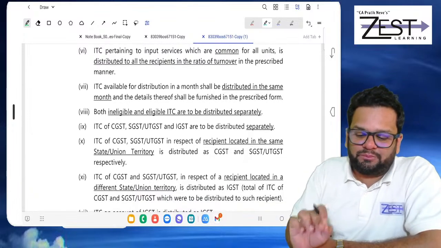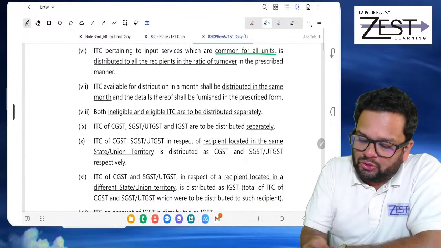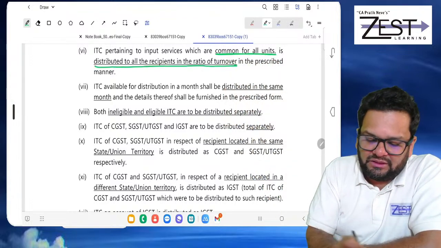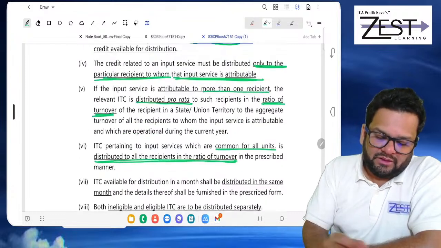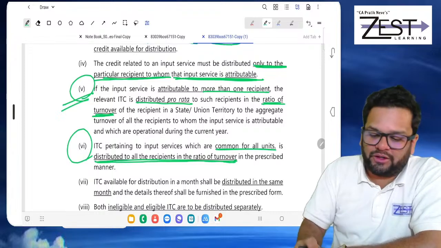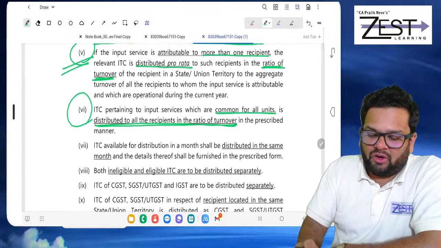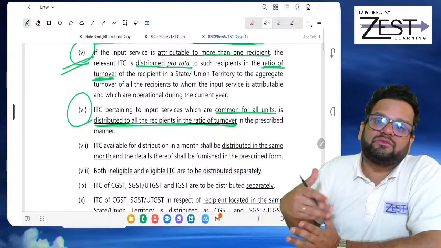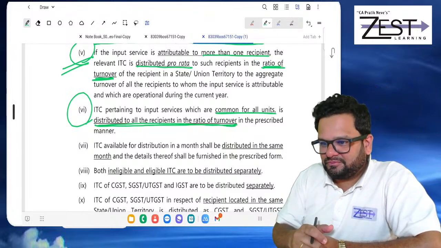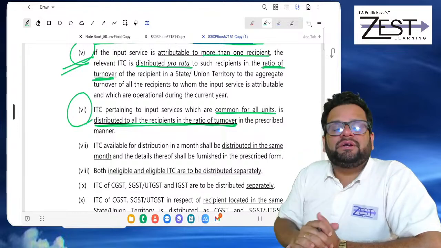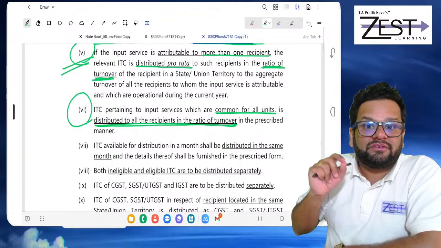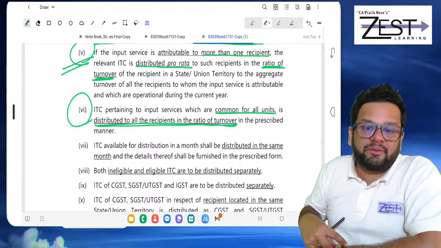ITC pertaining to input services which are common for all the units is to be distributed to all the recipients in the ratio of turnover. The difference between the fifth and sixth point is that in the fifth point it was not all units which were involved in taking this service. For example, in yesterday's question, in one of the points you distributed only to two of the units in the ratio of 3:4. Do you remember?